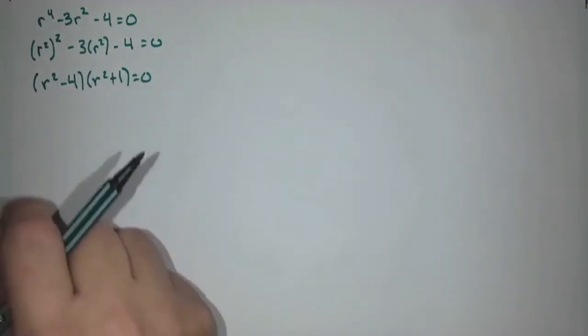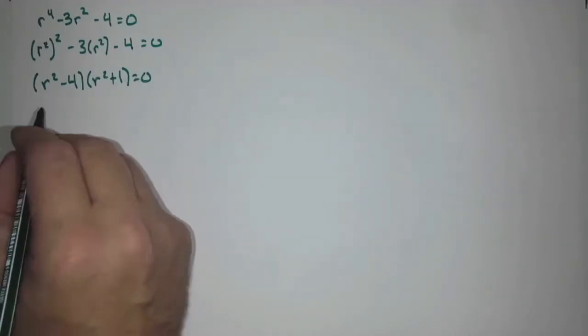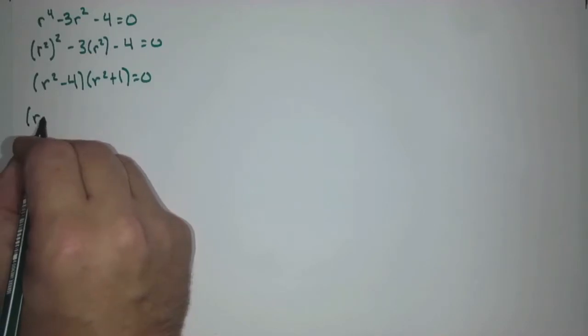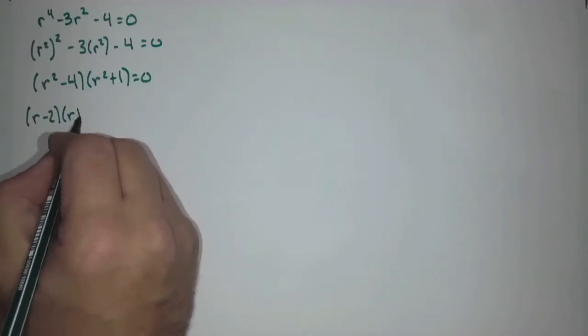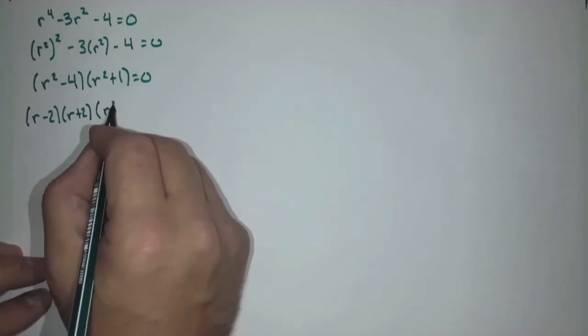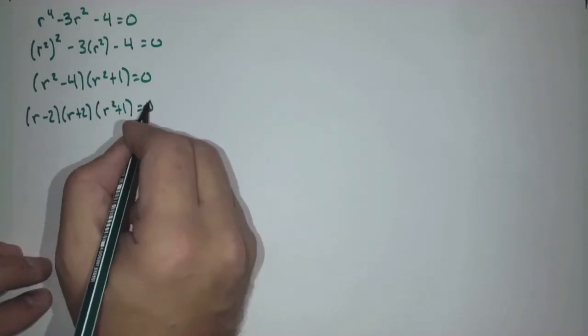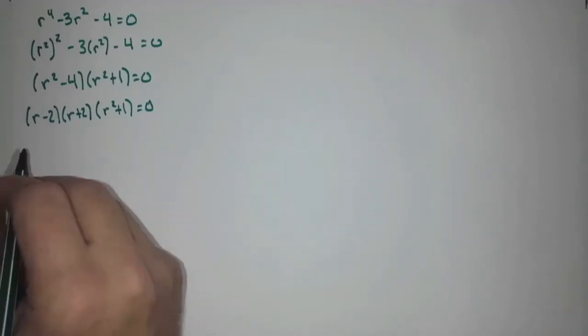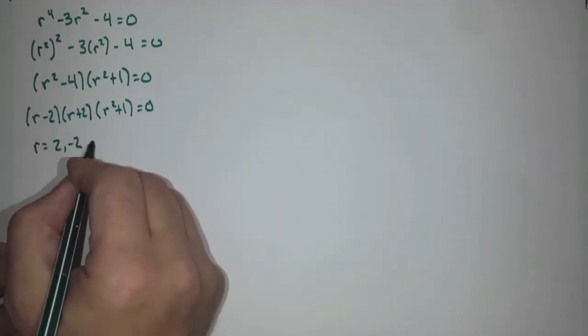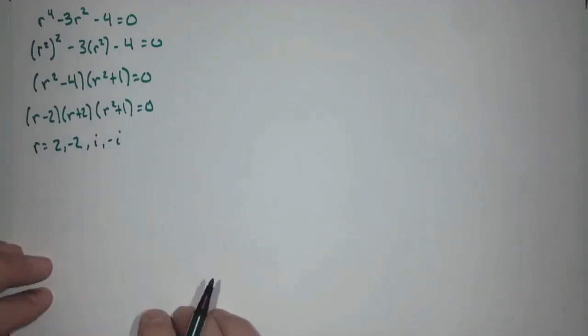Can we go further with this? Yeah. R squared minus 4 factors pretty easily: r minus 2, r plus 2. R squared plus 1? No, that doesn't factor. So what are the roots? 2, negative 2, i, negative i.